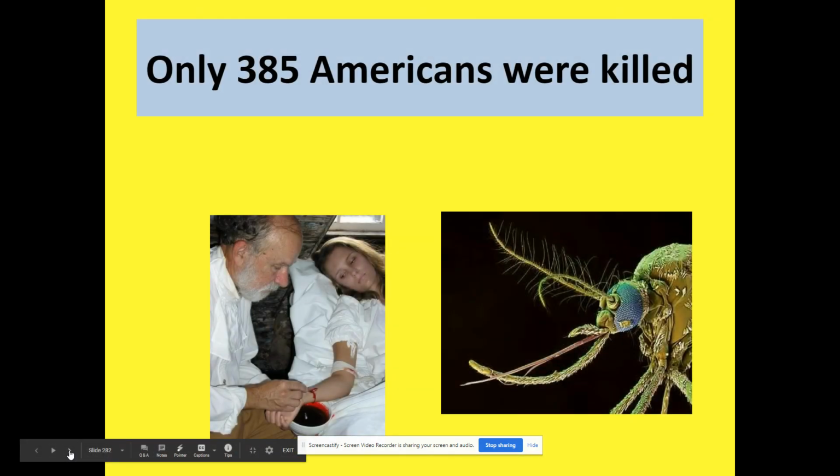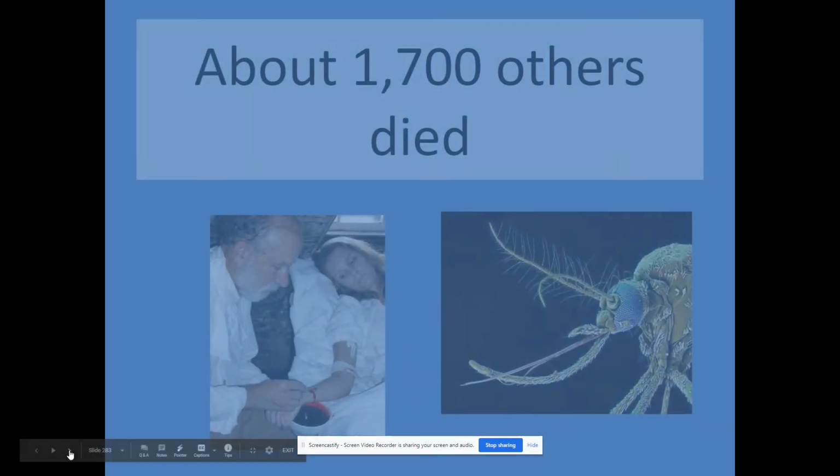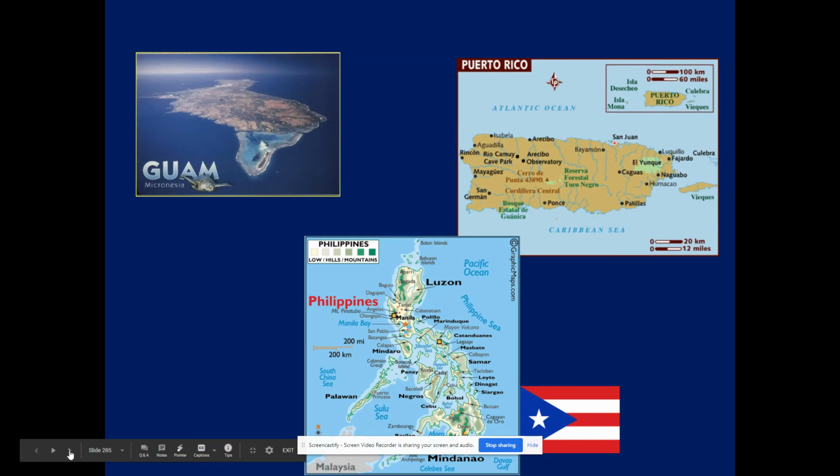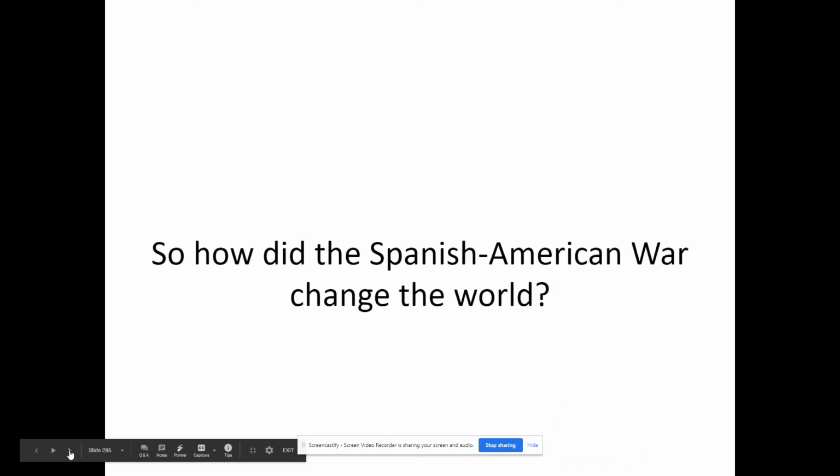Number two, only 385 Americans were killed. And so that's a good war, but 1,700 others died, but they died by disease. Problem was Cuba was a lot of jungle, rainforest, and that's a lot of mosquitoes, and that's a lot of spread of disease. So a lot of death. Number three, Guam, Philippines, Puerto Rico, we got an empire out of it. So we were a power, but we weren't a great power until we got our empire. So this was basically an announcement that the U.S. was now a great power. The rest of the world, look out.